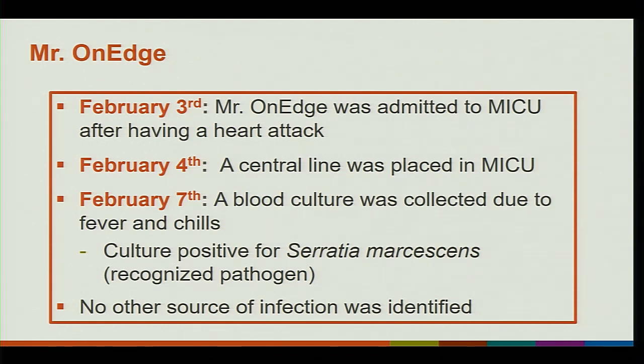So we have Mr. On Edge, who was admitted to MICU after having a heart attack, as denoted by his name. He's on edge. On February 4th, a central line was placed in MICU. On February 7th, a blood culture was collected due to fever and chills, and the blood culture was positive for Serratia marcescens, which is a recognized pathogen. No other source of infection was identified. Is this an LCBI? Please choose the letter that corresponds to the correct response.